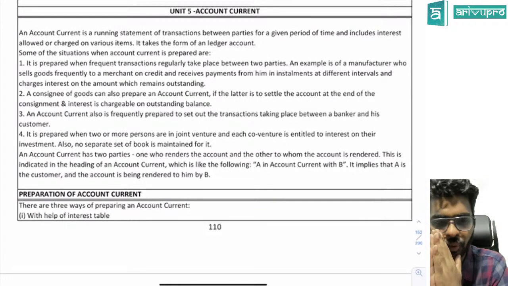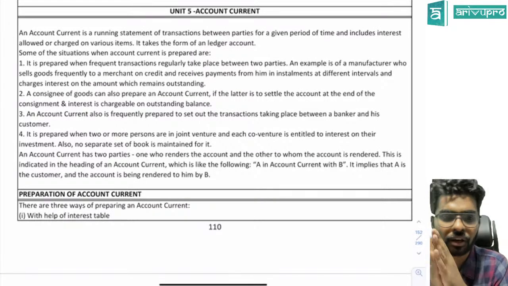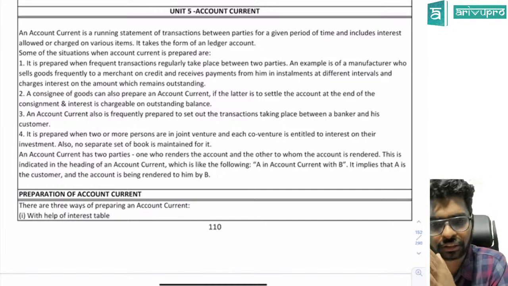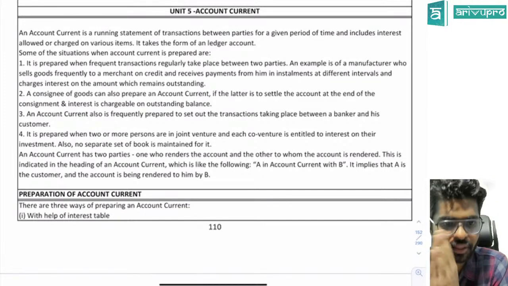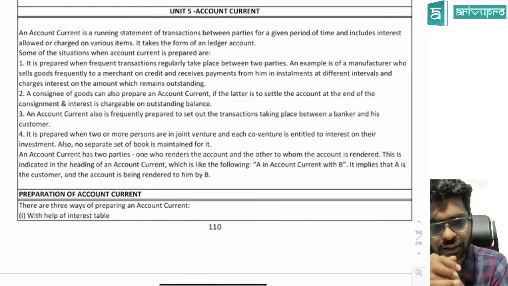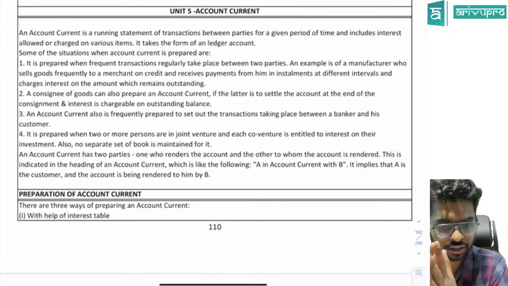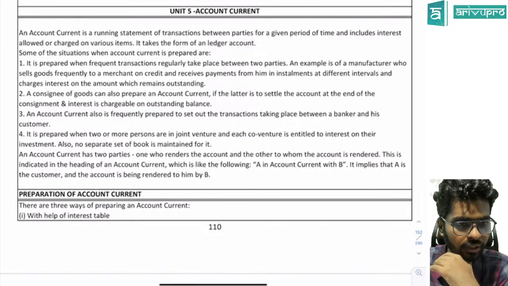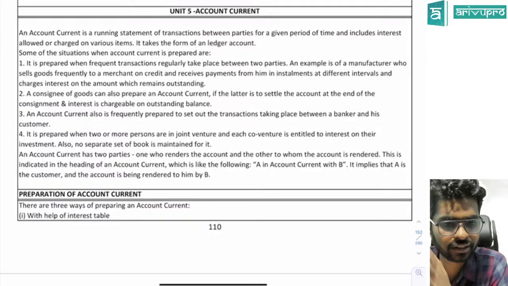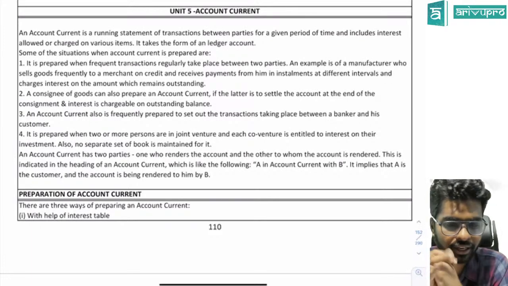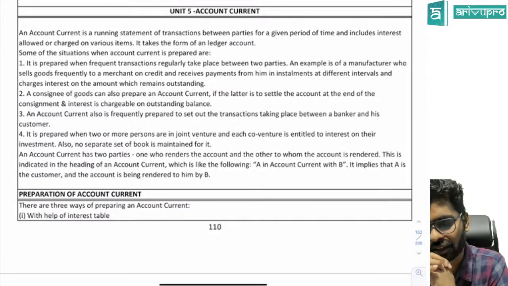The first one, we call it as a preparation of account current with the help of interest tables. The second one is called as products, and the third one is called as balances. Now let us go one by one, and let us try understanding how do we do it. It's again very mechanical in terms of the method, but it's again extremely easy, and another 4 marks.